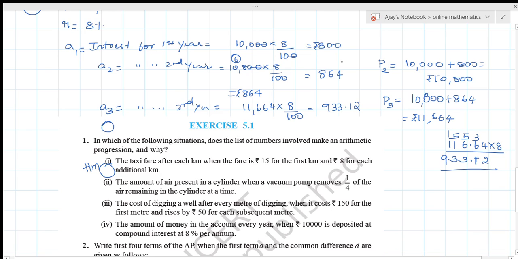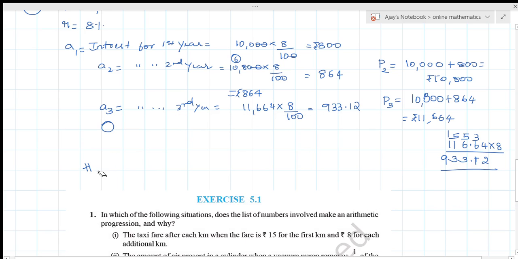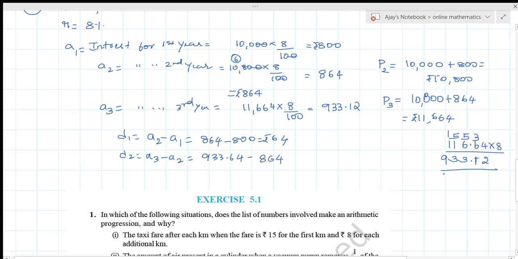The difference here is 64. So D1 is A2 minus A1, that is 864 minus 800, that is 64 rupees. D2 is A3 minus A2, that is 933.12 minus 864. If you subtract 864 from this, I am getting rupees 69.12.